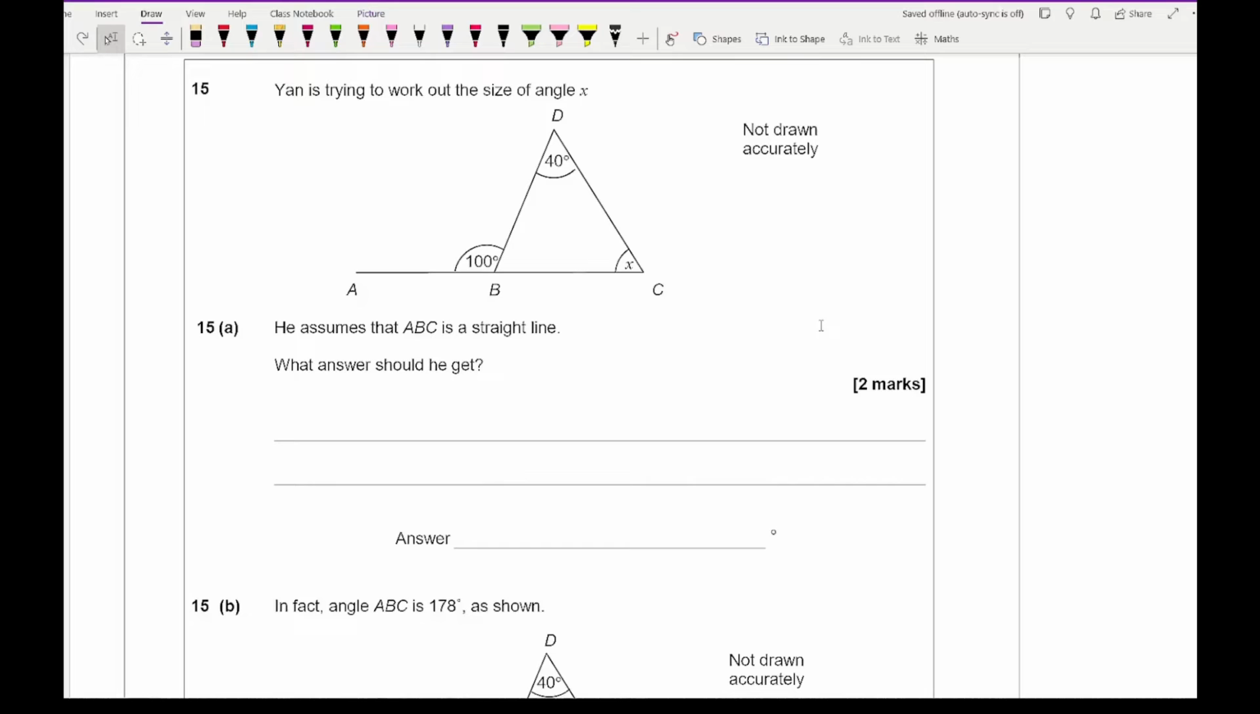Moving on to question 15, it says Jan is trying to work out the size of angle X. He assumes that ABC is a straight line. What answer should he get? So for this, all we need to do is work out this angle here, angle DBC. So that's going to be 80. So to work out angle X, X is going to be 180 minus 80 minus 40, and that gives me an answer of 60 degrees.